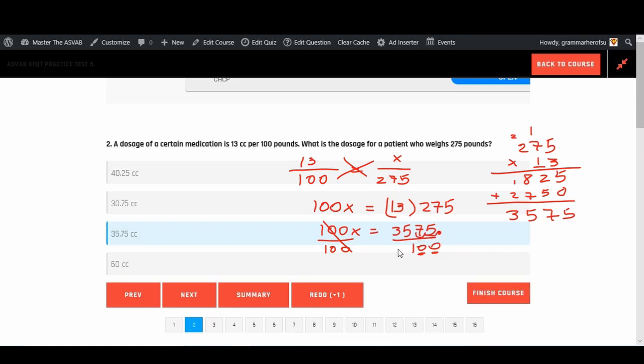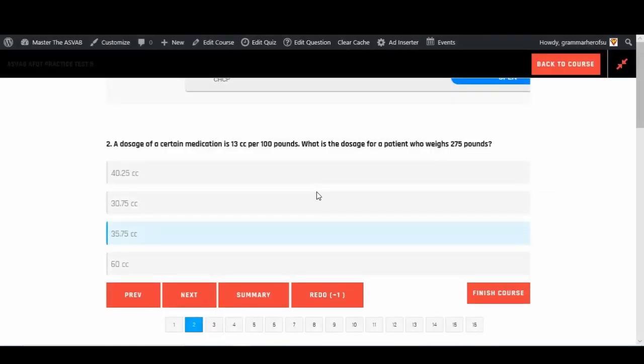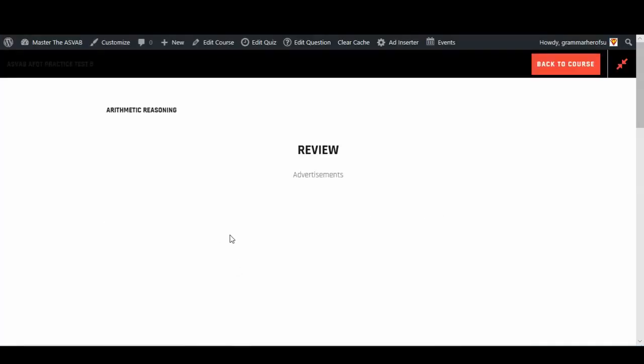1, 2. So without doing any work, I know 3,575 divided by 100 is just 35.75, which is our answer right there. Okay? So that was that one, just setting up a proportion and using some mental math to solve the problem.